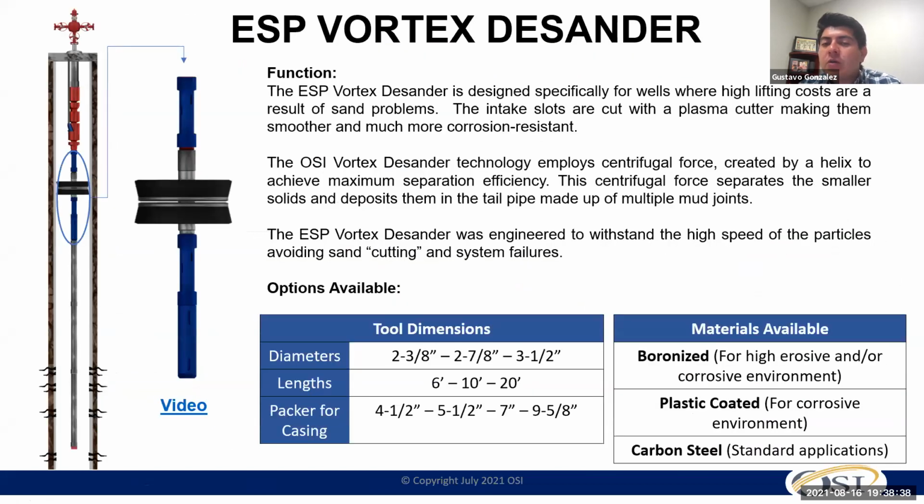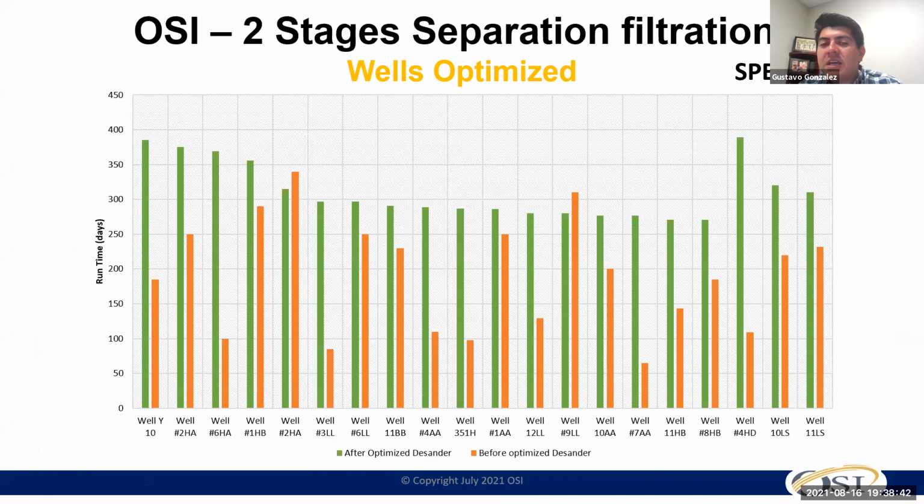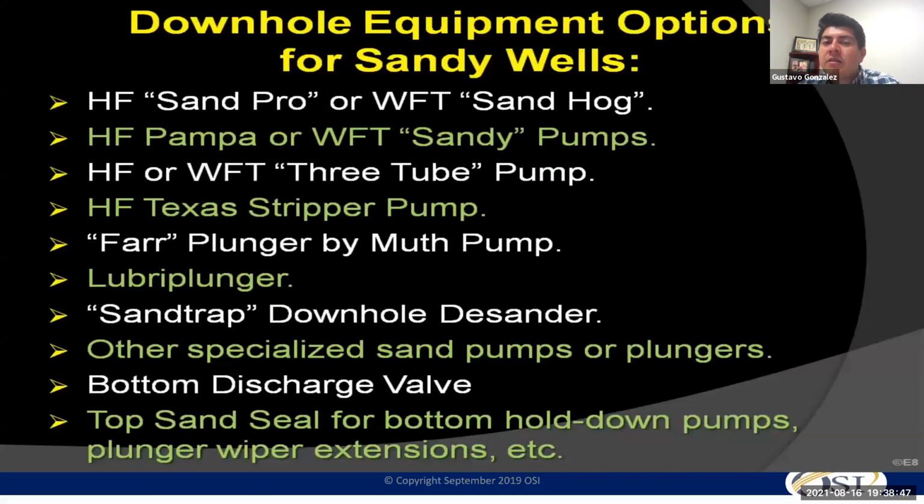Now, just dealing with the traditional descenders, the benefit we can see and some of the optimization we can get into the pump. I like to show this before we finish, as we talk about upgrading equipment on ESP. There is upgraded equipment or non-API pumps that you can use for sandy wells. There is the Harbison-Fisher Sand Pro, or Weatherford, they call this Sand Hot. There is a Pampa pump, and a Weatherford one called Sandy pump.